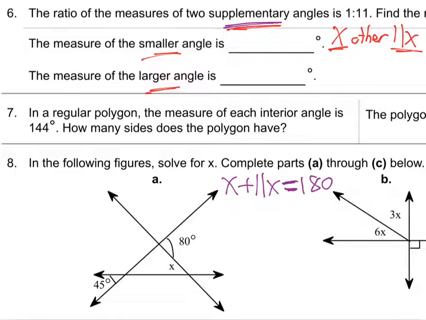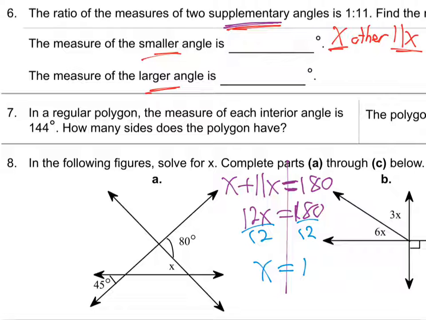Is that making sense there? So I can solve that equation for x. What's x plus 11x? 12x is 180. Get the x alone, divide by 12. x is 15. Yeah, 15. So x has got to be 15. That's the smaller angle.